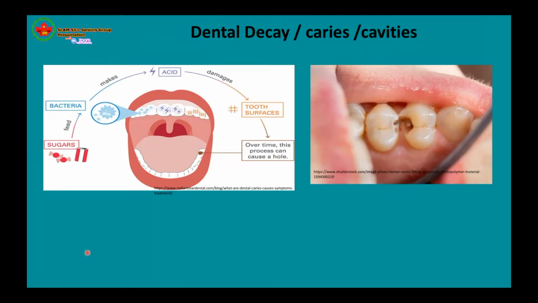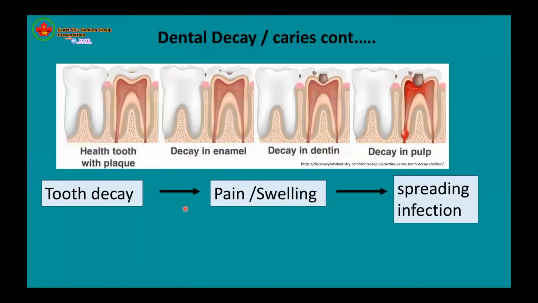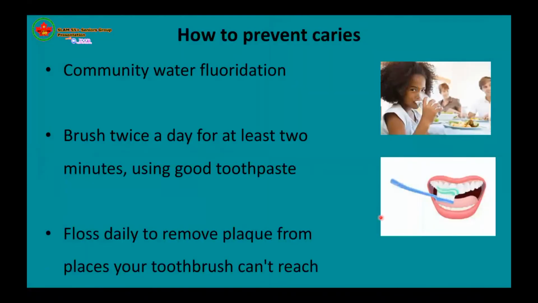Eating and drinking foods high in sugar cause mouth bacteria to produce acid, and this acid can damage the tooth surfaces. Cavities can be at the enamel level, the dentine level, or at the root surfaces. They can cause pain, swelling, and spread of infection to the surrounding facial tissues. So how to prevent dental caries? Drinking fluoridated water, proper brushing, and flossing can prevent dental caries.